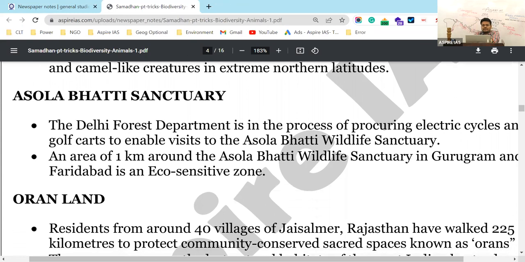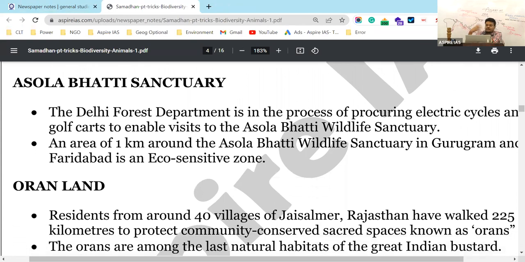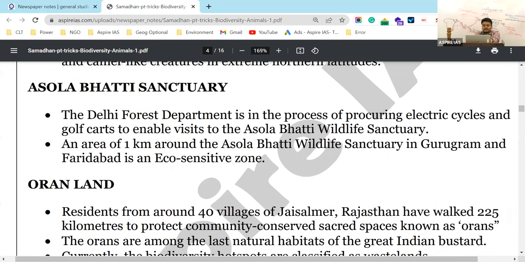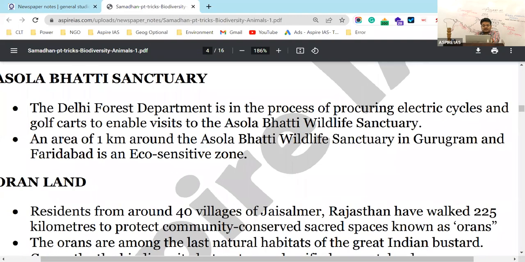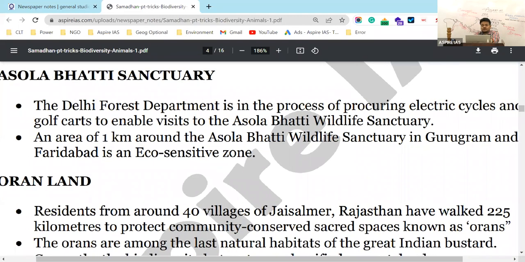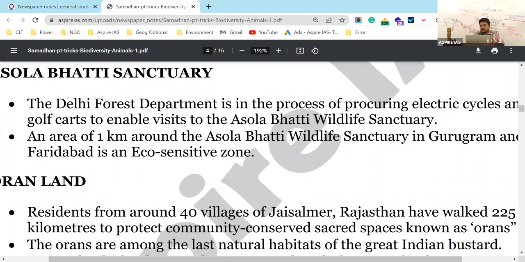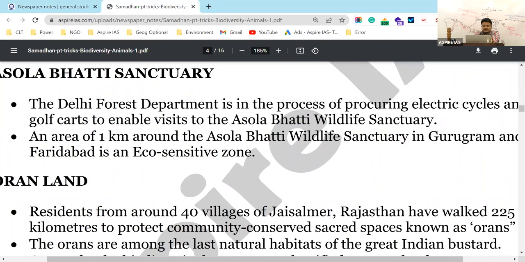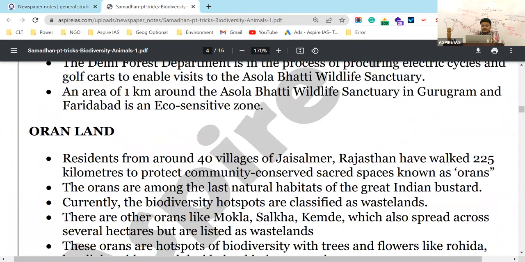Then Asola Bhati Sanctuary. This sanctuary is always in the news because of Delhi and the surrounding pollution. This is a wildlife sanctuary near Faridabad and Gurugram. Clear? It is an eco-sensitive zone of the Aravalis. The name is Asola Bhati Sanctuary, so you will remember it.